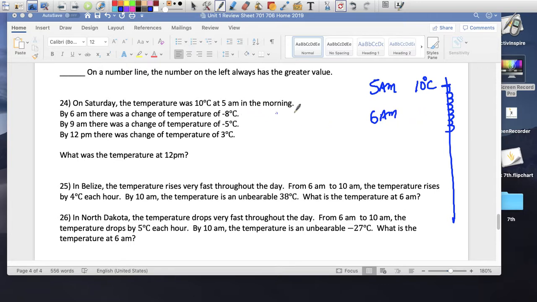So if at 6 a.m. it drops by -8, it went down. And I know it went down because it's represented by -8. So if you're at 10 and you drop 8, where are you now? I am right now at 2 degrees Celsius at 6 a.m.